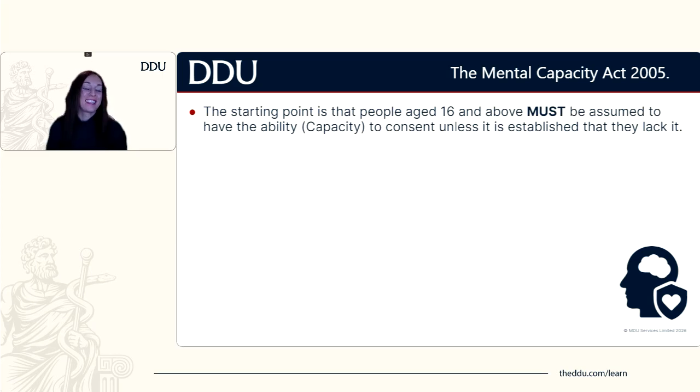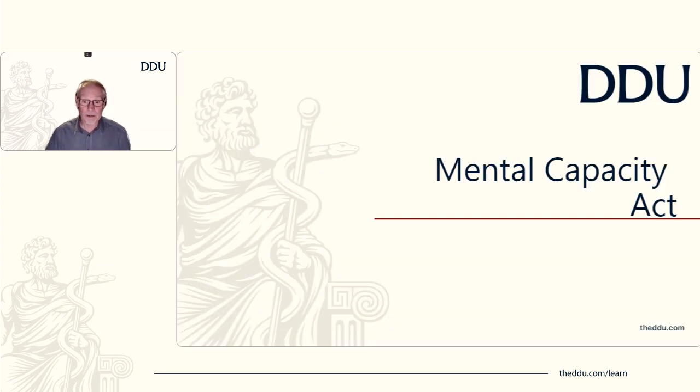Now, the Mental Capacity Act 2005. The starting point with this is that anyone who is age 16 and above, you assume they have the capacity, the ability to consent, until you establish that they don't. So that's a really fundamental thing. You must just assume that people have that capacity until you can prove they don't. Really, really important.